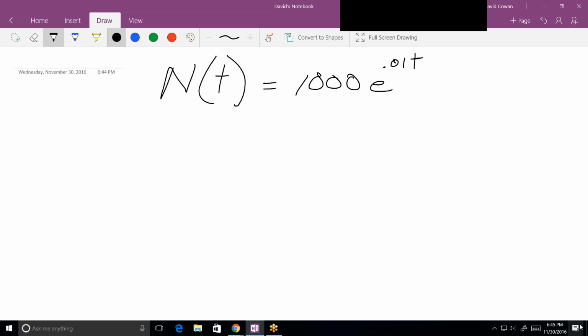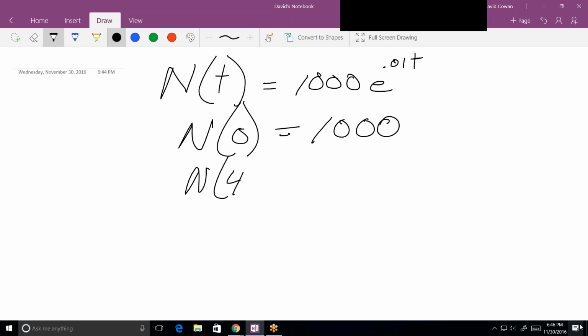Bacteria. Okay. So how many bacteria do we start with? 1,000. Okay. What's their first question? Determine the number of bacteria at 0 hours. Okay, so n of 0 we know is 1,000. Right. Because if I substitute 0 for t, this whole thing goes to 1. Okay, what else? What is the population after 4 hours? So how do I get that? Plug 4 in for t. So I want n of 4.